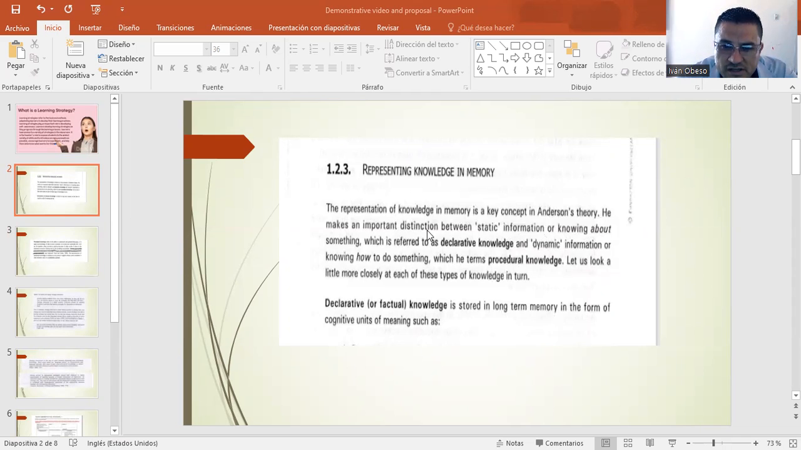He makes an important distinction between static information or knowing about something, which is referred to as declarative knowledge, and dynamic information, or knowing how to do something, which he terms procedural knowledge. Let's look a little closer at this term.